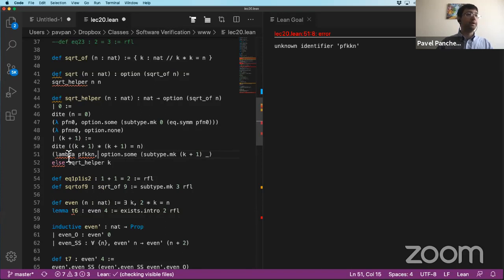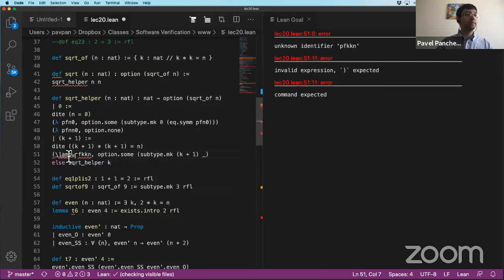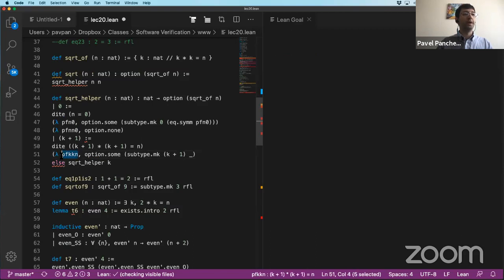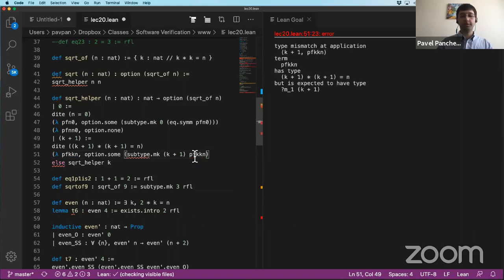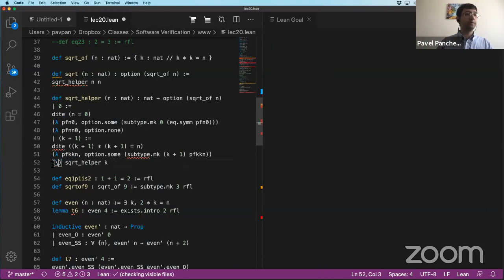So here I have my proof that k plus 1 times k plus 1 is equal to n, and I can make use of it here. And in the other case, I will get a proof that k times k is not equal to n, which I will ignore and just do the recursion. And you can see that the end result of this is that I end up getting a successful result.